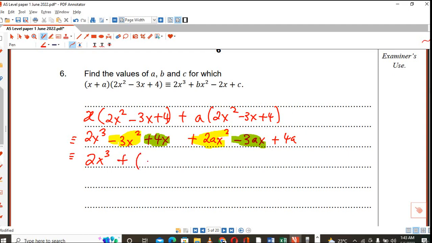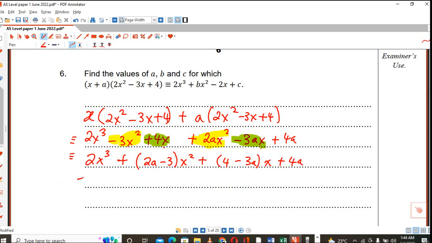Now I'm only taking the coefficients. 2a is the coefficient of the x squared minus 3, and I put the x squared outside. I hope you follow what I do there. Plus, and then I have 4 minus 3a. That is the coefficient of the x ones. Okay, and then obviously the other one remains as it is, plus 4a.